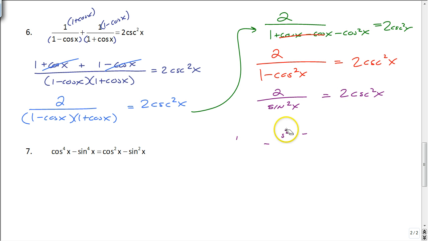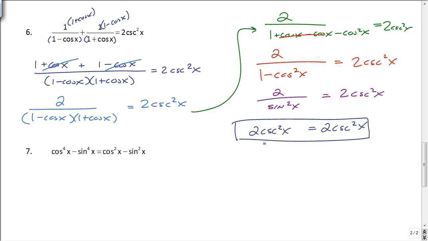And now, final step is just bring sine squared on the bottom to the top, which means that becomes cosecant. So your final answer is 2 cosecant squared x is equal to 2 cosecant squared x.